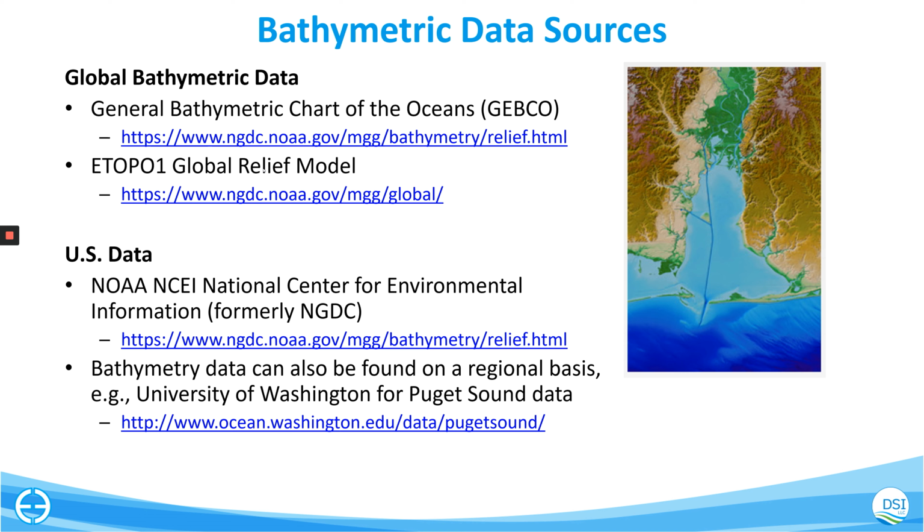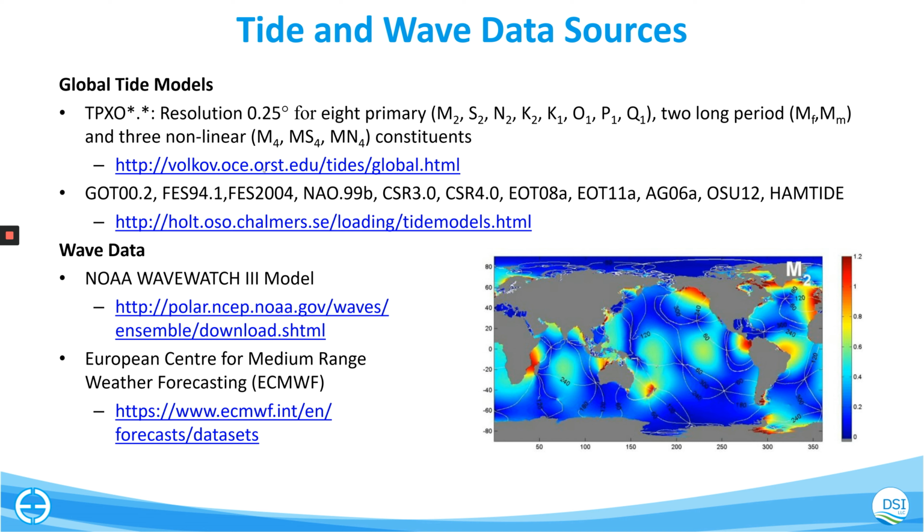Several different sources here for bathymetry. University of Washington has a great data set for Puget Sound. You can find a lot of bathymetry online. Global tide models, there are several of them available. The United States government puts out several of them, depending on where you are. ADCIRC's one example for the Western Atlantic.